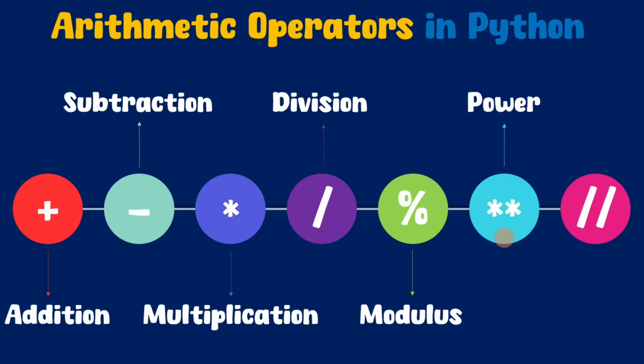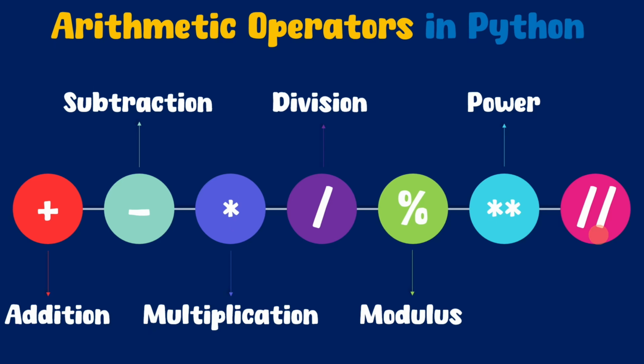Next we have power operator in Python. Power operator is also known as exponentiation operator. We use power operator in order to perform operation like 5 to the power 6, 2 to the power 3, 10 to the power 4. So basically if we want to calculate power of a number, we use this power operator. We use two asterisk sign to represent power operator in Python.